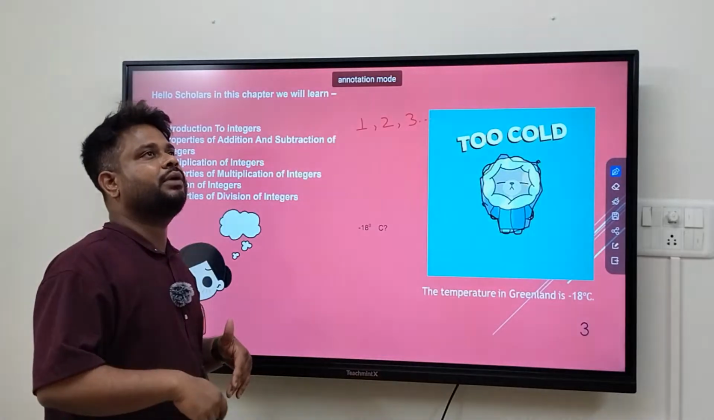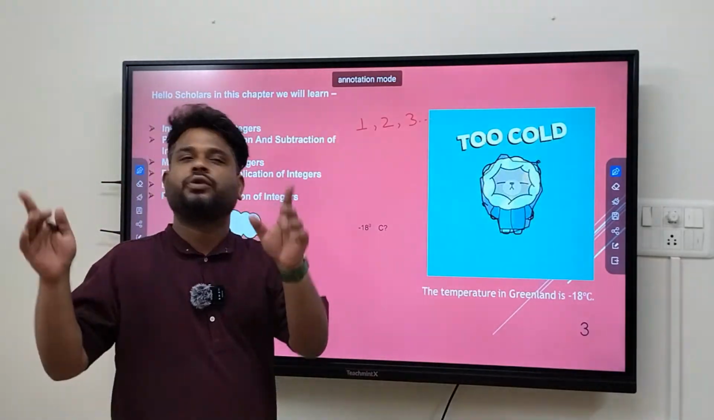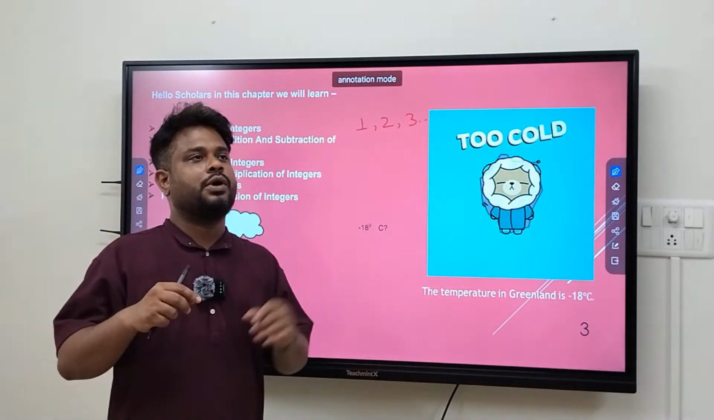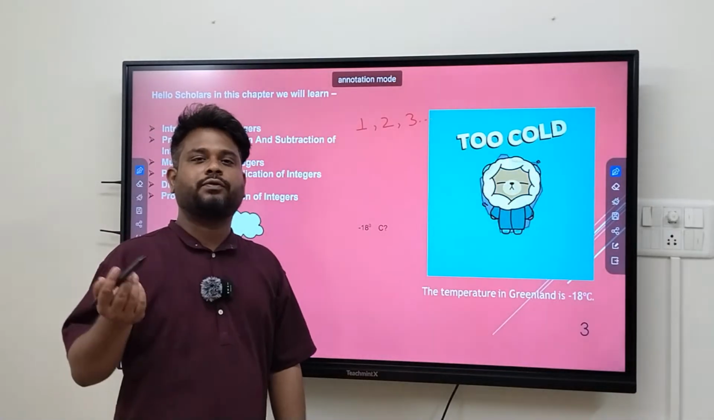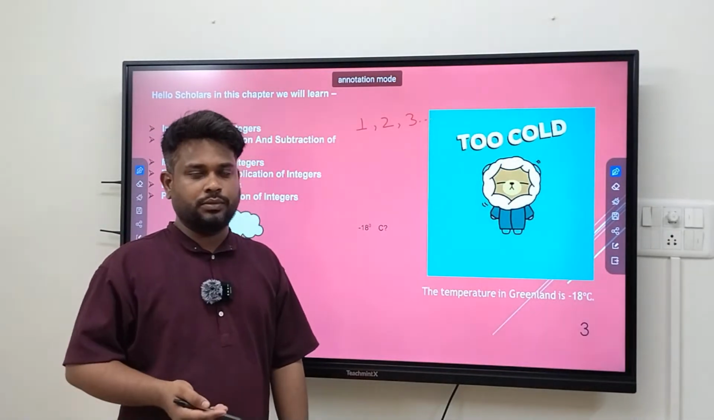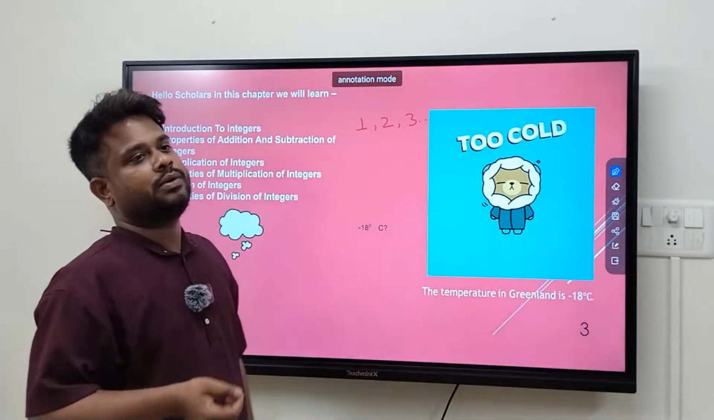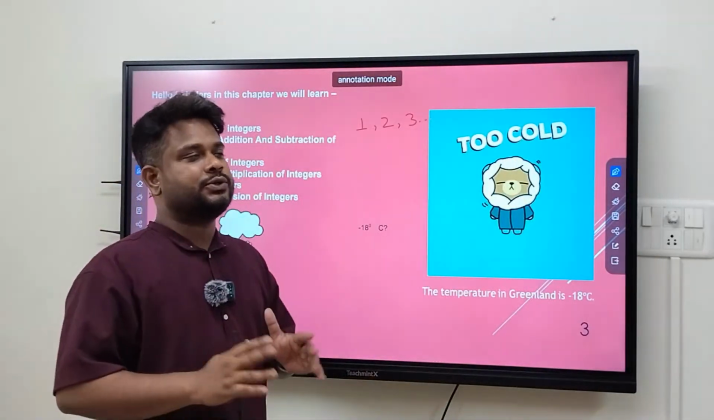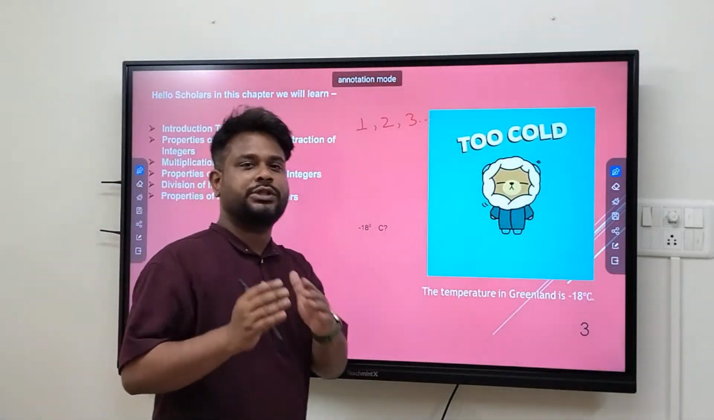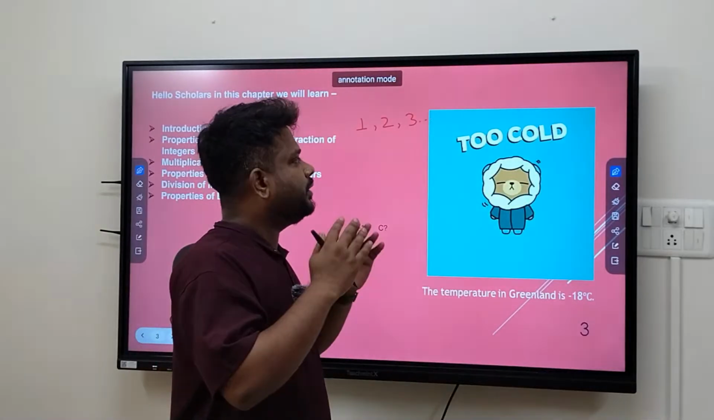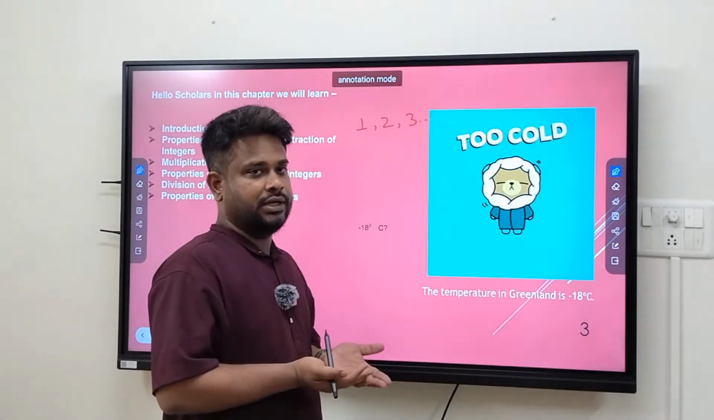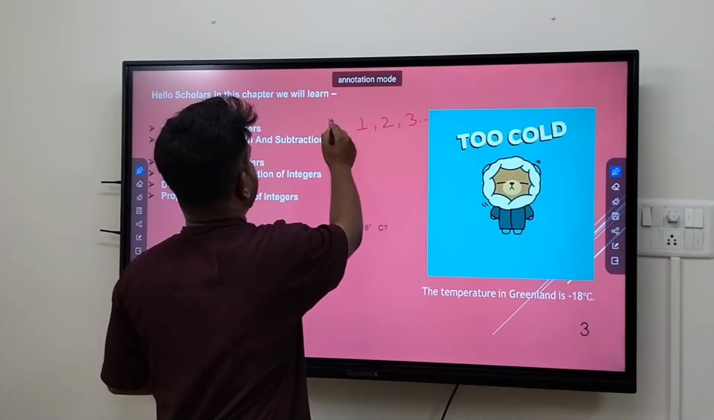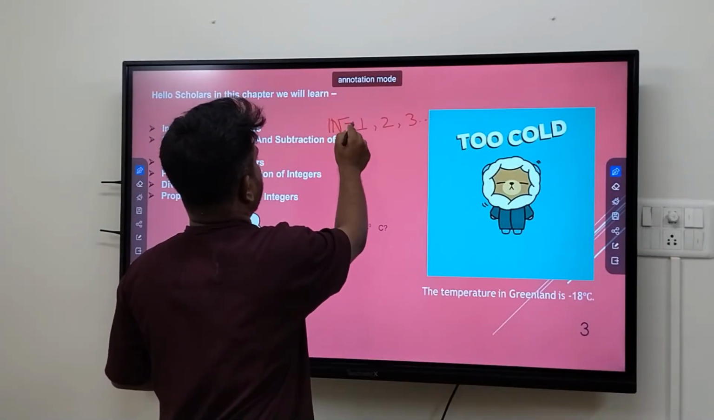Just like in this room we have 3 tube lights, so the 3 will quantify the number of tube lights in this room. Okay, we have 2 eyes, 1 nose, 2 ears. So these things are naturally countable and can be found in nature. So these are natural numbers, and we generally note it like this.